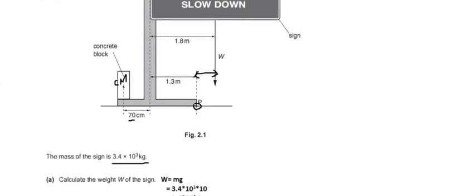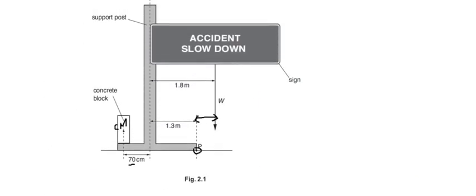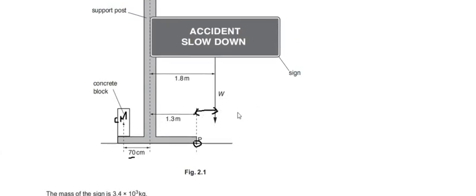So we can apply here the principle of moment. We know the weight, and the distance of this weight from point P we have already calculated. The distance of this concrete block from point P is also given. We need this distance to calculate the moment. This distance is nothing but this 1.3 plus this 70 centimeter, that is nothing but 0.7 meter.